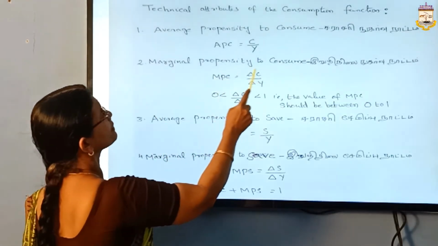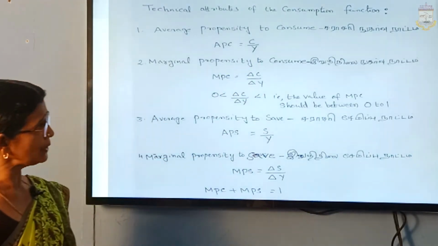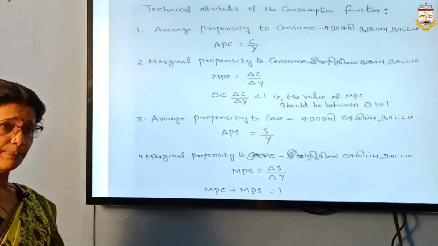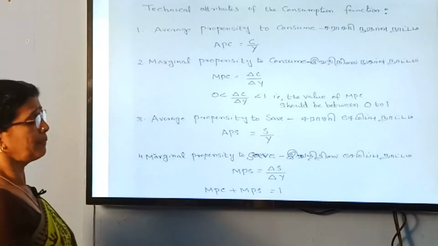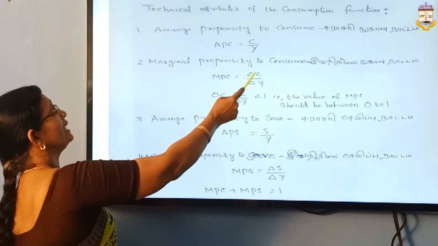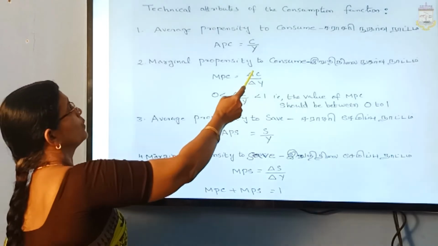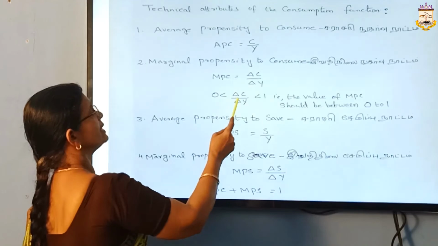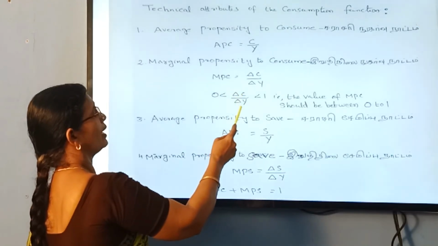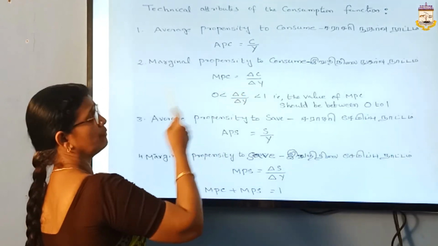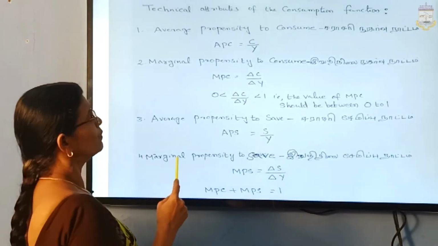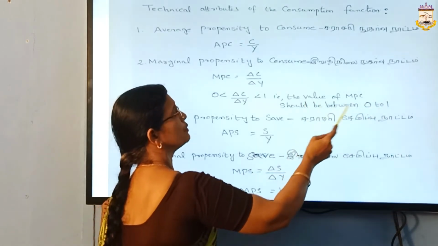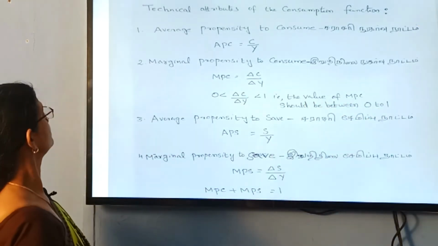Next is marginal propensity to consume. What is marginal propensity to consume? It is the change in consumption caused by a change in income, that is delta C by delta Y, change in consumption by change in income. Here 0 is less than delta C by delta Y, that is MPC is less than 1. What it means? MPC lies between 0 and 1. The value of MPC should be between 0 and 1.